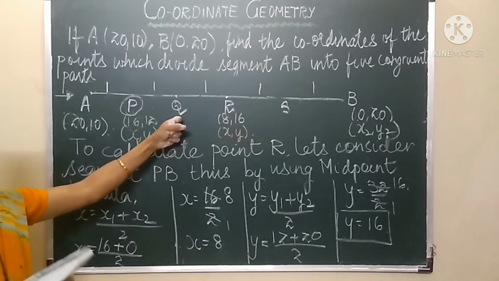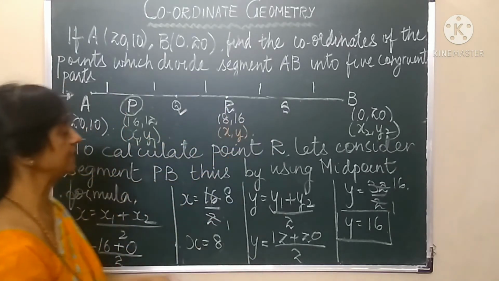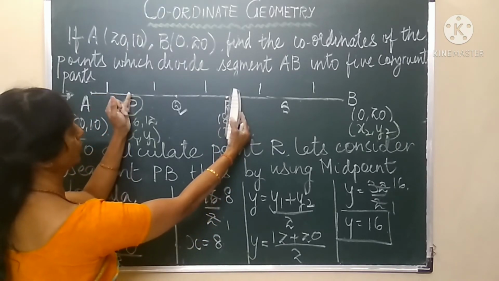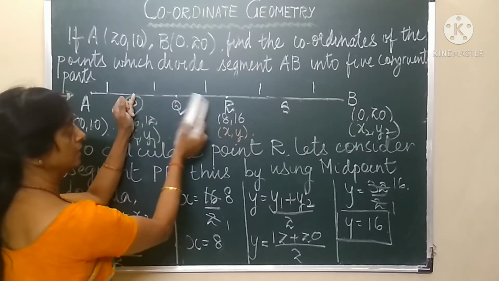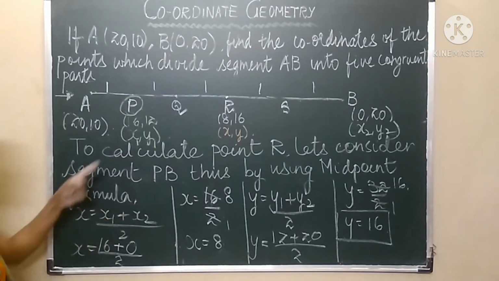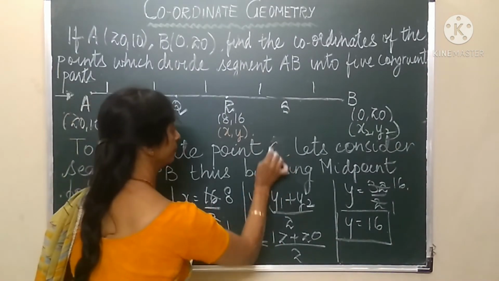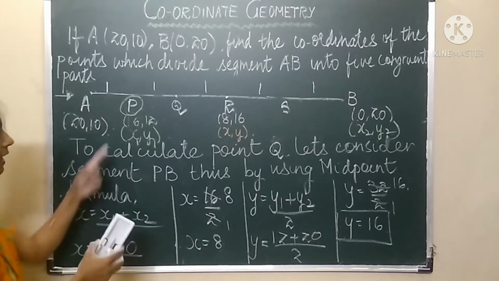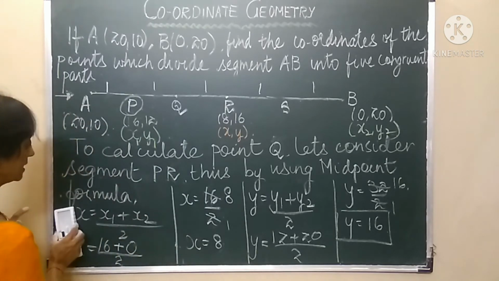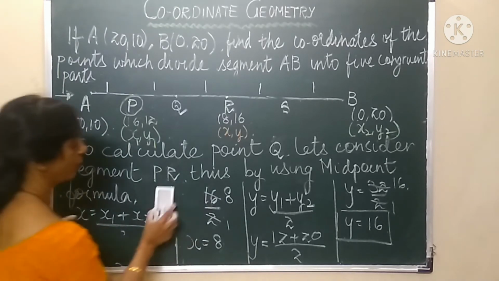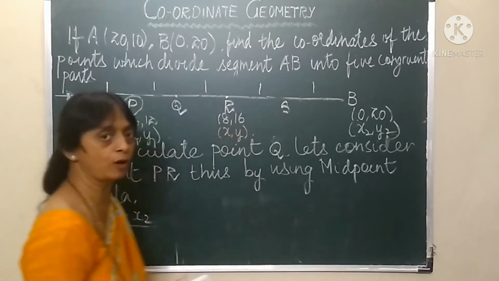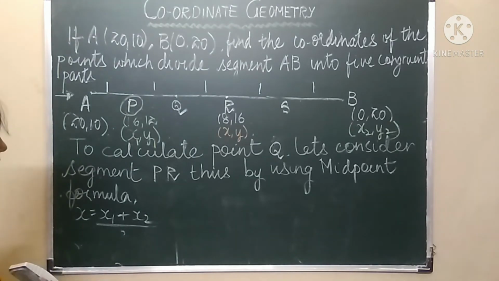Now we have to calculate the coordinates of point Q and S. To calculate Q first, definitely we can reduce the segment and use only PR as the segment and use the midpoint formula, because m is to n again has the same value, 1 is to 1. So to calculate point Q now, let's consider which segment? PR. And thus by using the midpoint formula, let's calculate. So children, it goes very easy. First you only use the section formula and then the midpoint formula.